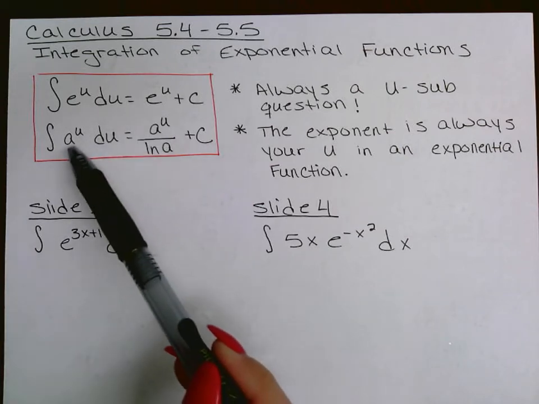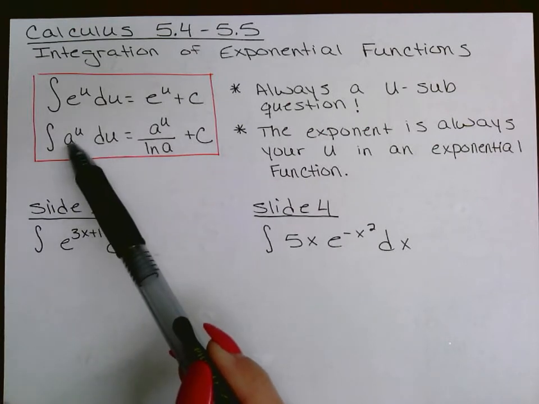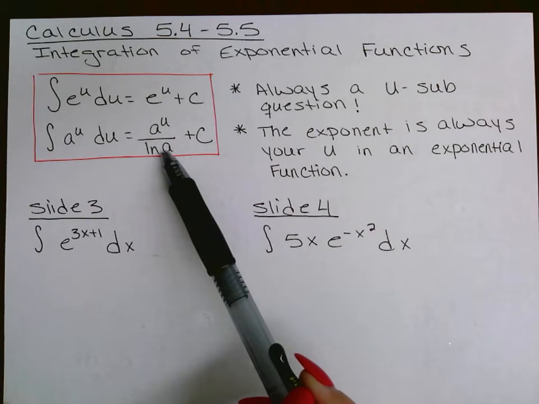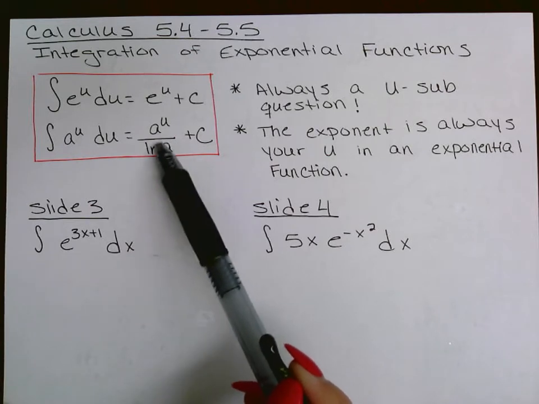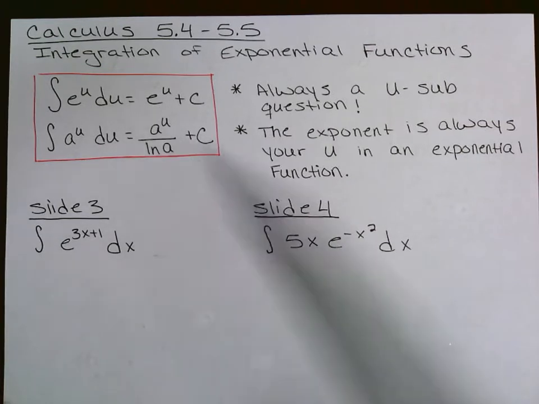Remember, technically, you only need to learn this bottom one, because if I applied e as this number base, then I would just have ln of e down here, which ln of e is 1, which makes the denominator disappear, and that's how we get this top formula. Okay, so I do put them both. I like memorizing them both myself.